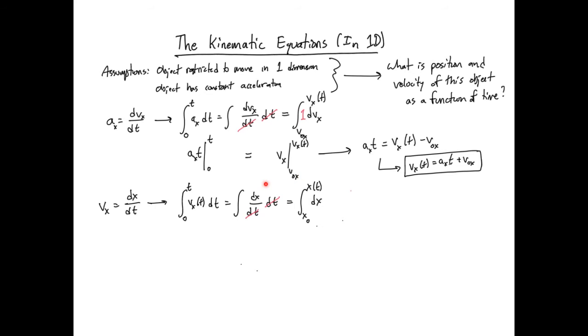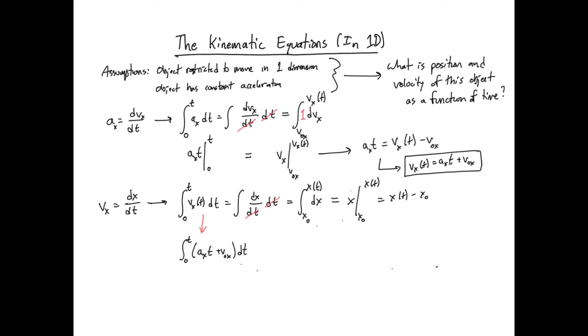The right side up here is exactly like the right side up here, so I'm just going to fill that part in. I get x evaluated at the lower limit of the initial position and the upper limit of the position at whatever time I pick. And that just gets me x of t minus x naught. For this side, I have to be a little bit more careful because I have to plug this thing in, so let me just do that.